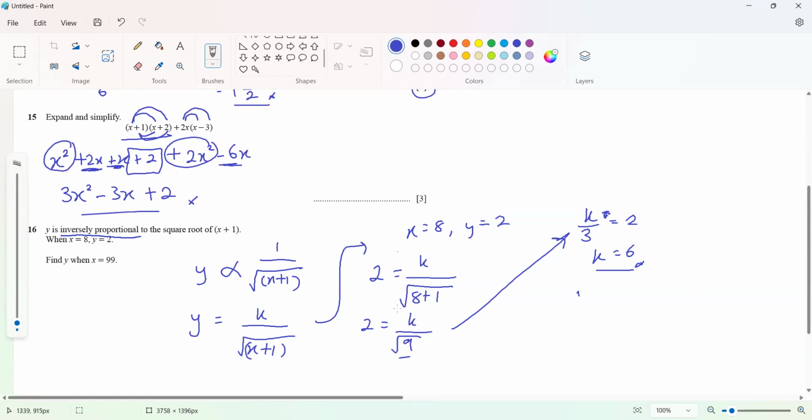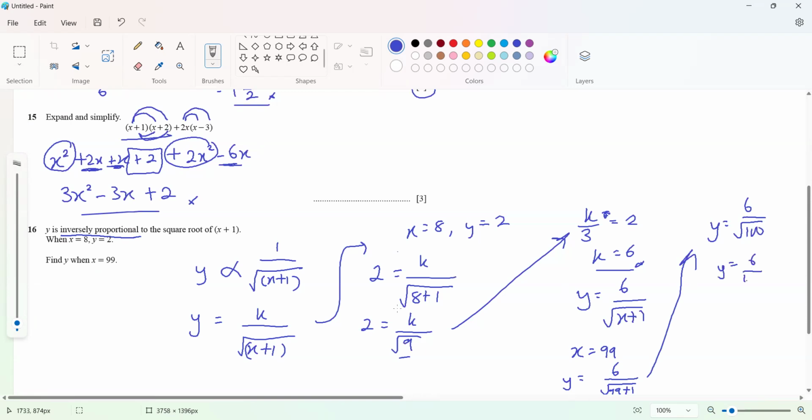So from here, we get y equals 6 over square root of x plus 1. So when x equals 99, y equals 6 over square root of 99 plus 1. So we will get y equals 6 over square root of 100, y equals 6 over 10, finally y equals 3 over 5. And this is our final answer. You may write it in fraction or in decimal, that's your choice.